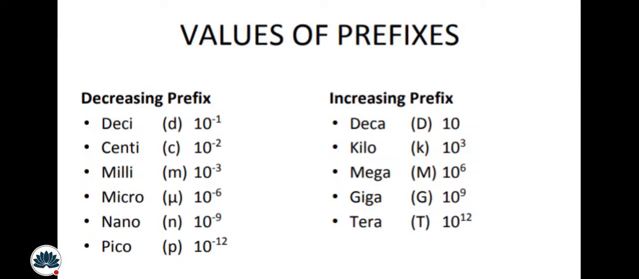Okay, what are the values of prefixes? The decreasing prefixes are deci, centi, milli, micro, nano, and pico. You are required to just learn these simply. The increasing prefixes are deca, kilo, mega, giga, and tera. So remember that you are required to also memorize the word and the value, the power of 10. If you do not know this, it can be difficult for you in the tables given to you.